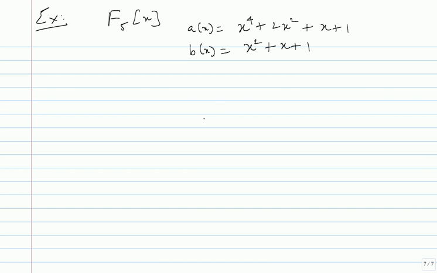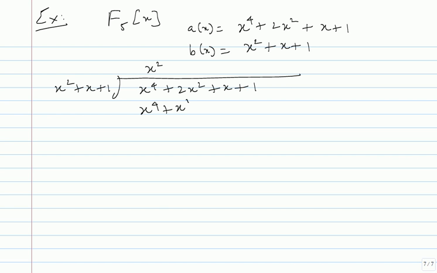Over F5, how will you go about dividing it? Just follow the same method. You write x^4 + 2x^2 + x + 1, and then you put x^2 + x + 1 here. What will be your first term? x^2, right? You put x^2, and then you write x^4 + x^3 + x^2. Then you subtract these two. So these two will cancel. You will get minus x^3 plus x^2 plus x plus 1.